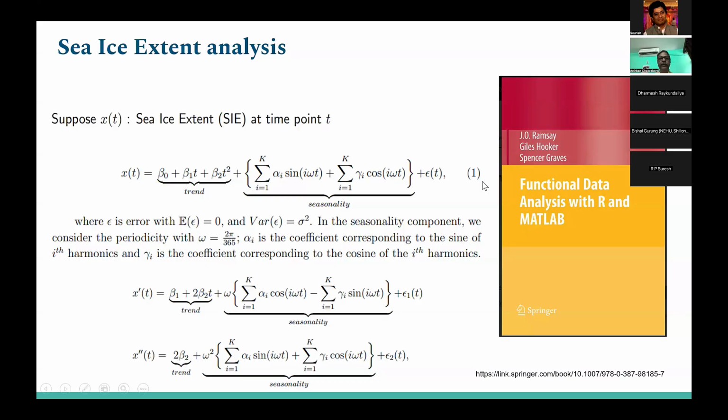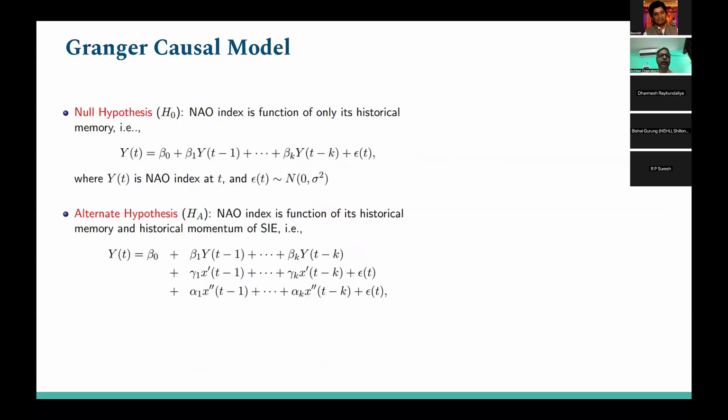In the seasonality component, we consider the periodicity, which is the daily one, so 2 pi divided by 365. And then you can also take the change in the sea ice extent, so x prime t and also x double prime t. And so we look at these equations and then we try to model using functional data analysis. The other type of tool that we have used is, for example, the Granger causal models.